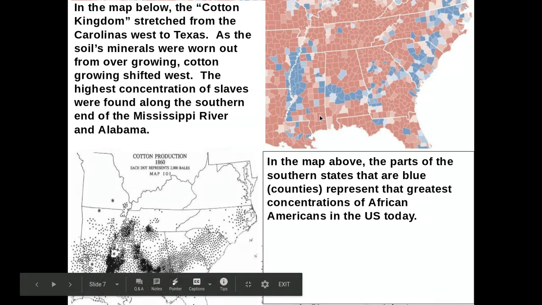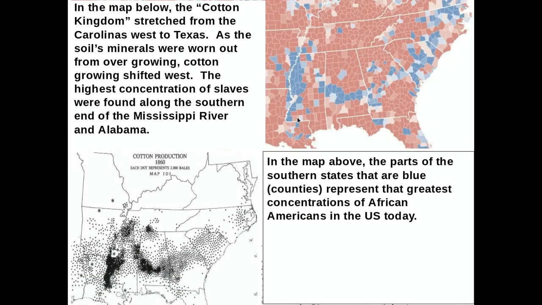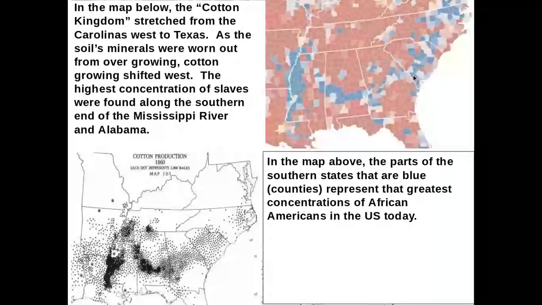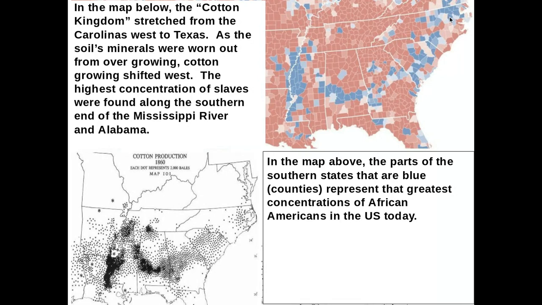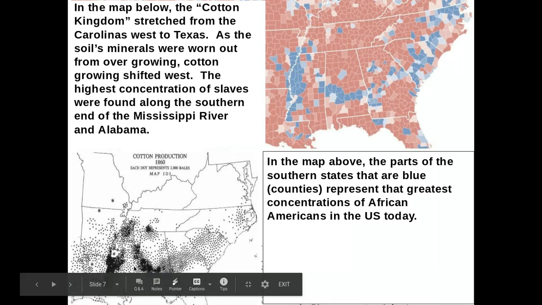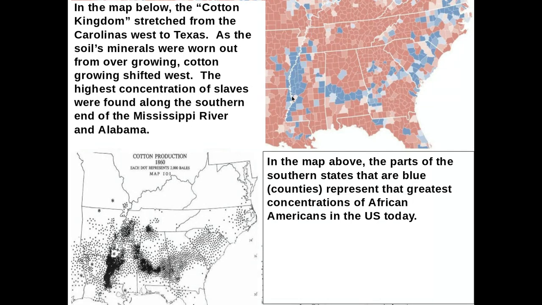Now, this map on the right today represents the different counties in the states in the South, and the blue represent the largest concentrations of where African Americans live today. Notice 1860, where cotton was being produced, slave labor being used. Even today, the African Americans that were enslaved in those areas still live in the largest, tightest clusters in those same areas.